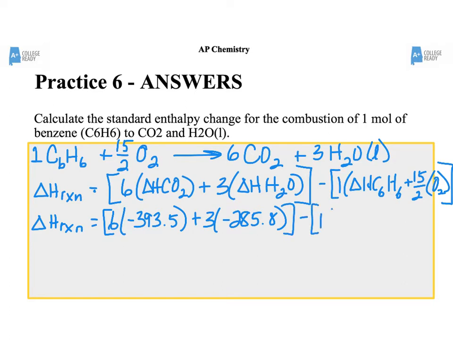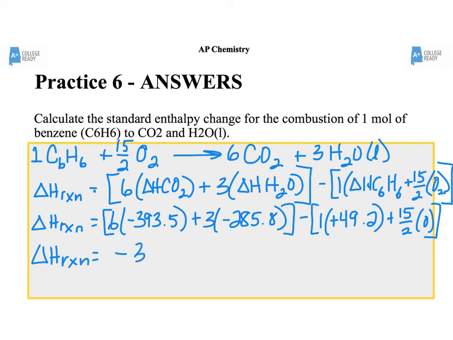And the benzene is positive, don't lose your signs, 49.2. And the oxygen element is 0. Now we just calculate that out and type all that into our calculator, and we get an enthalpy of reaction equal to negative 3267.6 kilojoules. Does our sign make sense? Yes, because again, this is a combustion and it is exothermic.